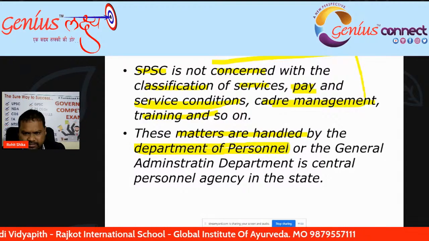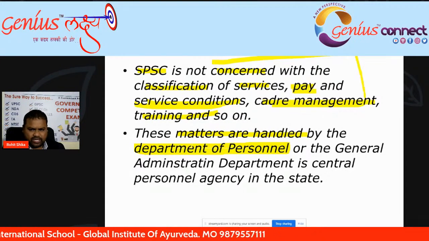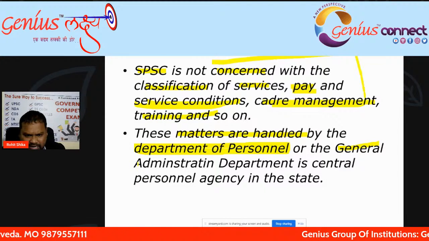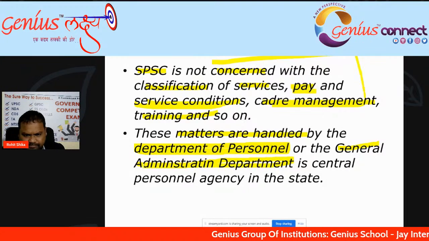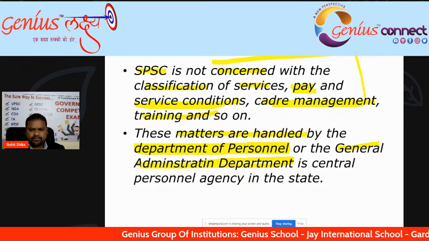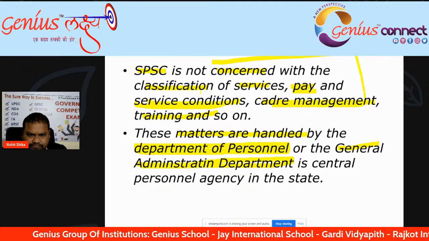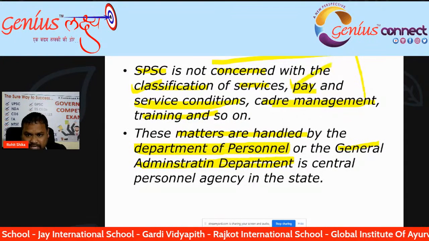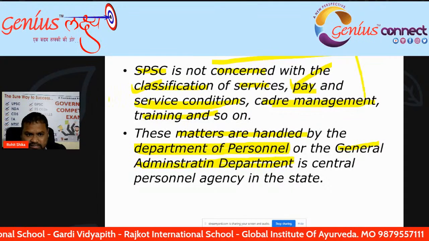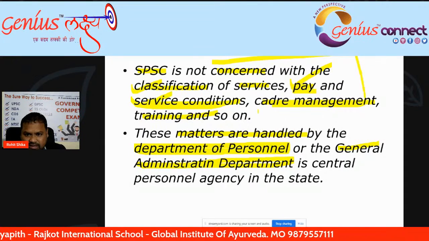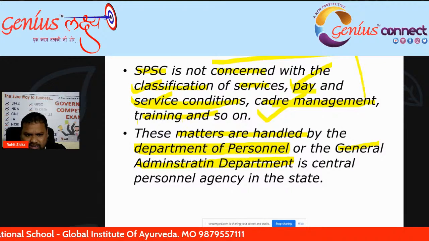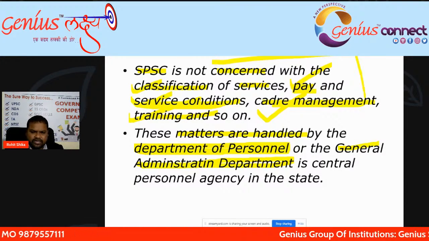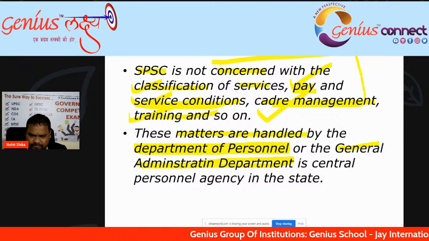There is a department of personnel, or we can say a general administration department. So this department takes care of classification of service, pay band, service condition, cadre management, training. All these are the responsibility of Department of Personnel.